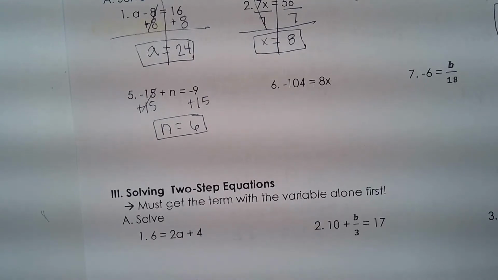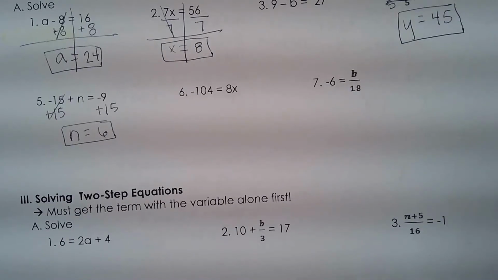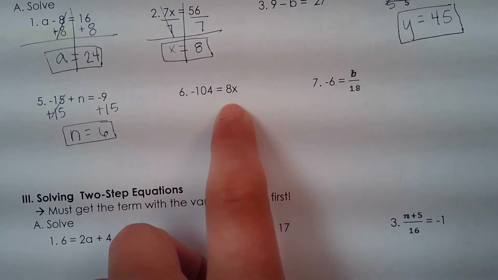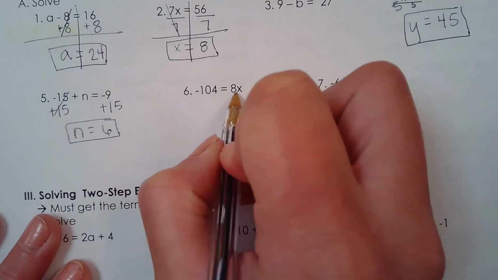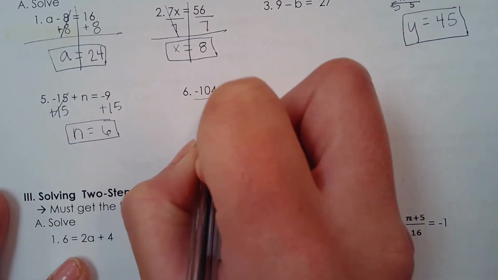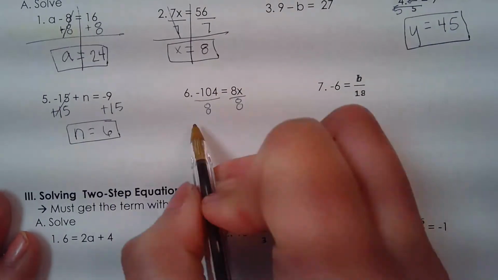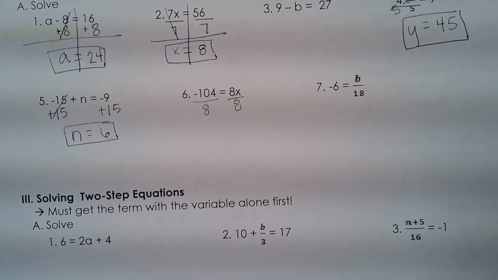All right, looking at number 6, negative 104 equals 8x. So 8x, that means multiply, right? Yeah. Undo that. How are you going to do it? Divide. So we're dividing each side by 8. Now, do we know what 104 divided by 8 is? Is that something we have memorized? No, I don't. Okay, so we're going to have to do some long division there.